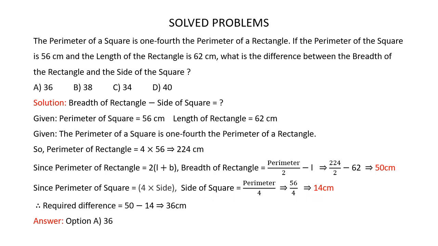Now that we know the value of the breadth of the rectangle and the side of the square, we can easily find the required difference. So the difference between the breadth of the rectangle and side of the square is equal to 50 minus 14, which is 36 centimeters. So the required difference is 36 centimeters and the correct answer is option A, 36.